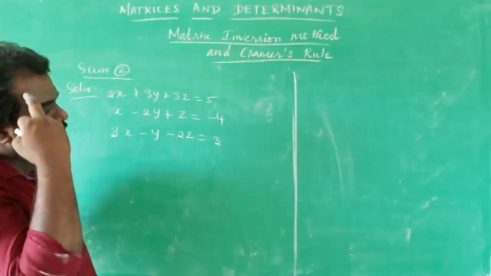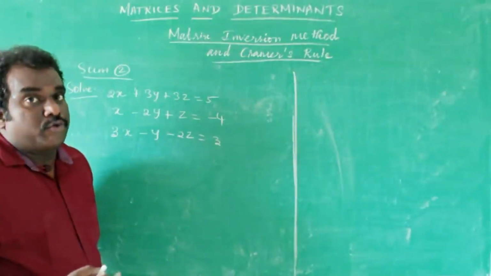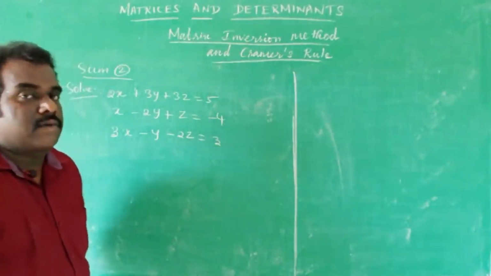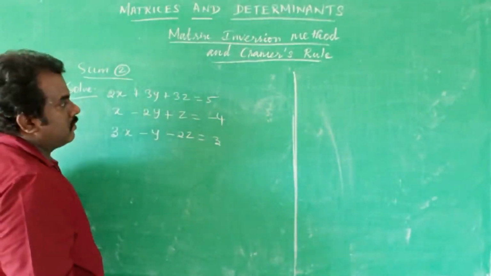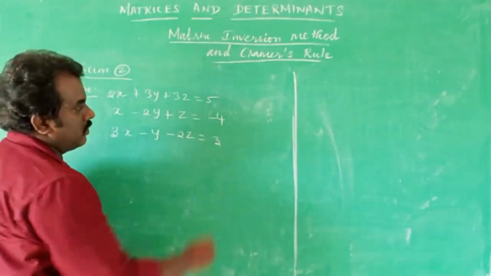So already you knew about the A inverse. Now how to find the A inverse for 3 cross 3 matrix, everything. Now I am going to solve the system of linear equations by using the method of matrix inversion.